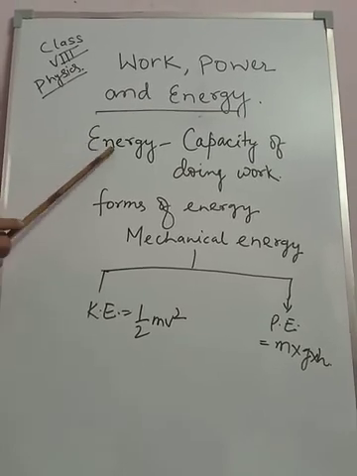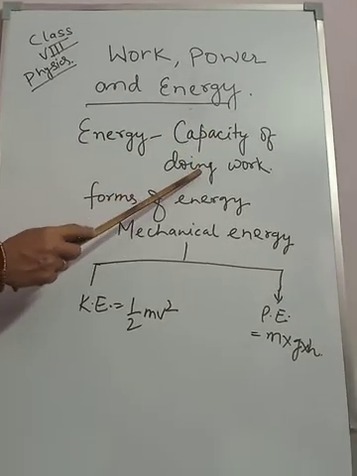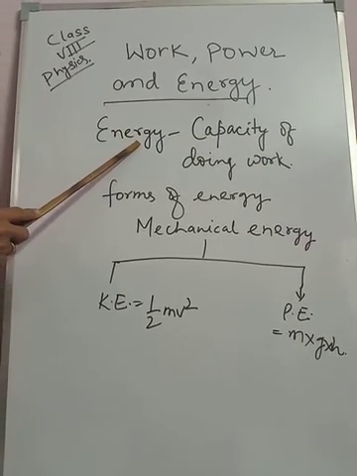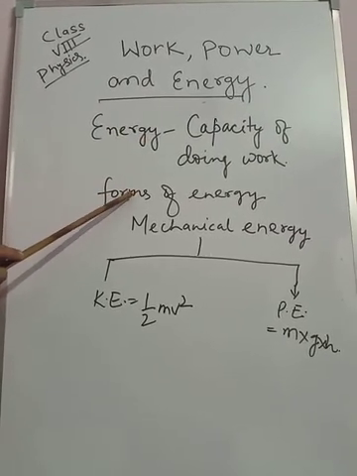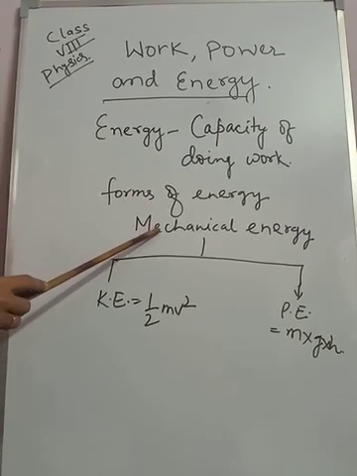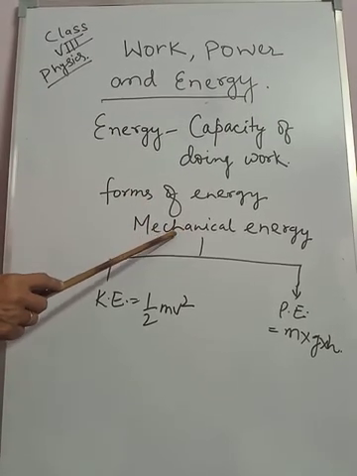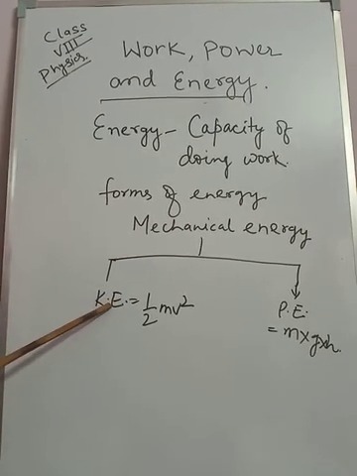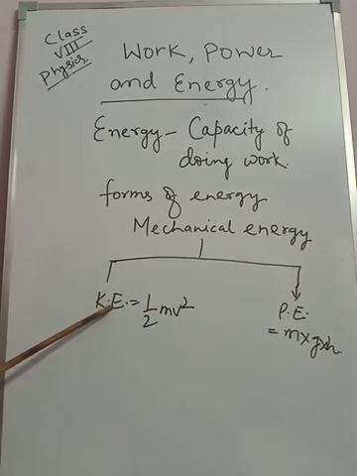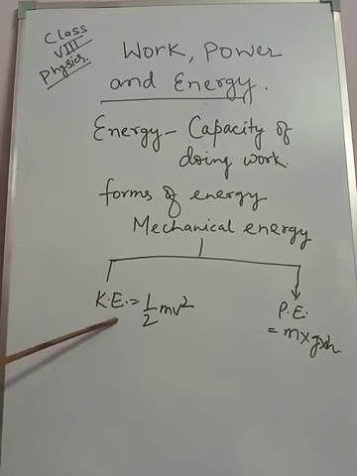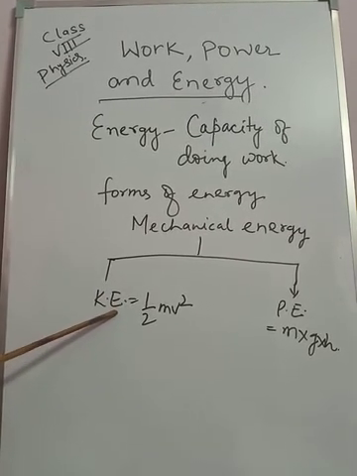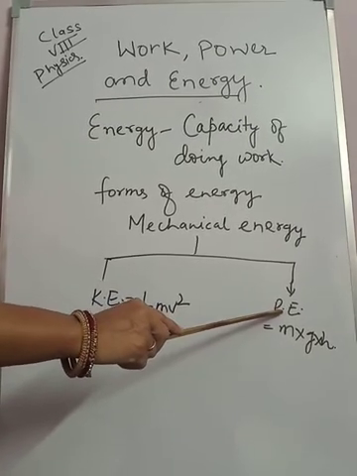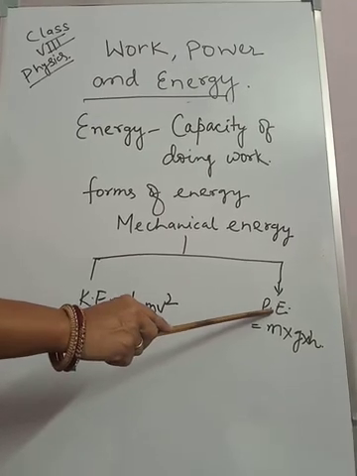The next topic is energy. Capacity of doing work is called energy. So the unit of energy is also joule. Here we discuss the forms of energy, which are the mechanical forms of energy. Mechanical energy is divided into two forms: kinetic energy and potential energy. Due to the motion of an object, the energy it possesses is kinetic, and due to the position and configuration of an object, the energy it possesses is potential energy.